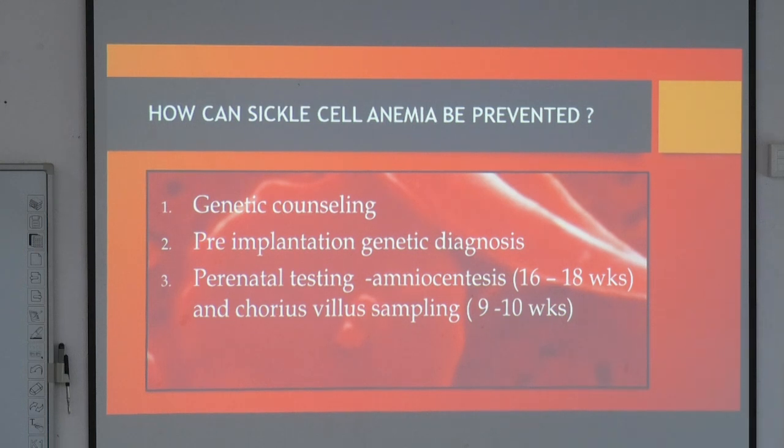How can sickle cell anemia be prevented? Genetic counseling, premarital investigation, hemoglobin HPLC, electrophoresis. Pre-implantation genetic diagnosis, before the fetus is implanted into the uterus, it can be prevented, and prenatal testing by amniocentesis and chorionic villus sampling, around 16 to 18 weeks and 9 to 10 weeks.